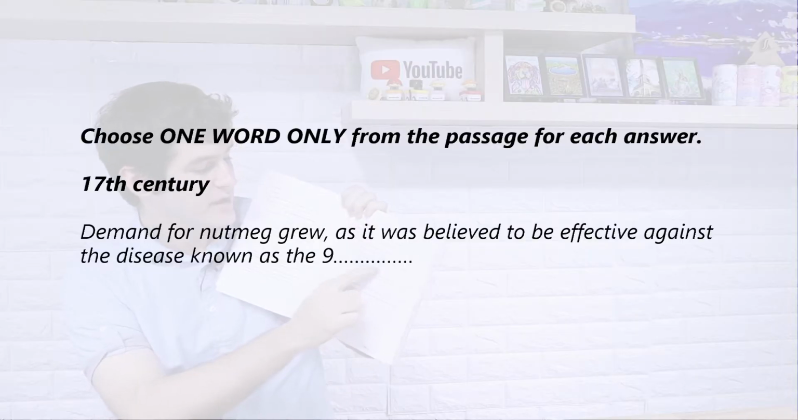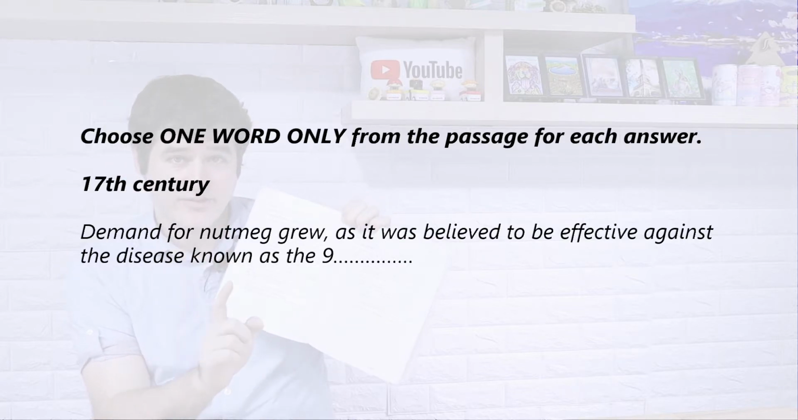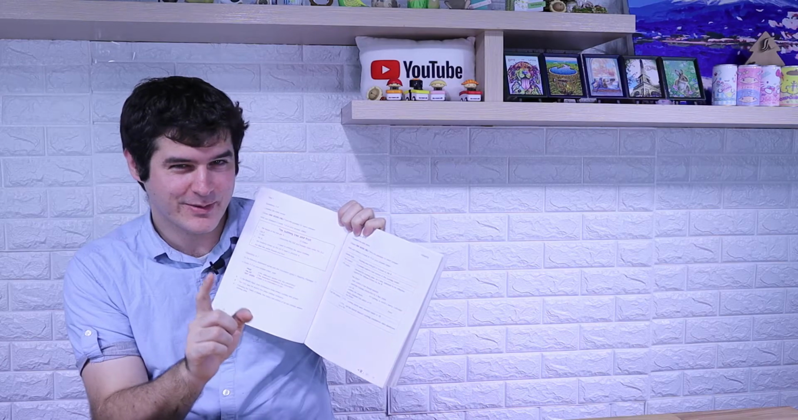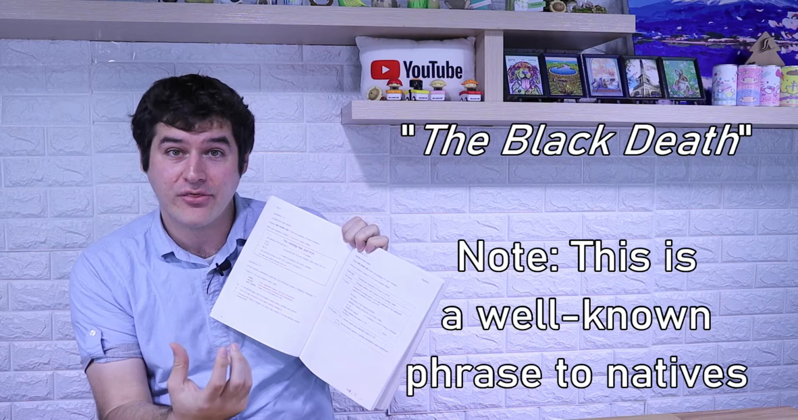Number 9, demand for nutmeg grew as it was believed to be effective against the disease known as the... This is tough for native speakers, but not so much for you guys. We know we can only use one word, and we know that it has to be a noun connected to the. This is tough for a native speaker because we know that the name of this disease is the Black Death.